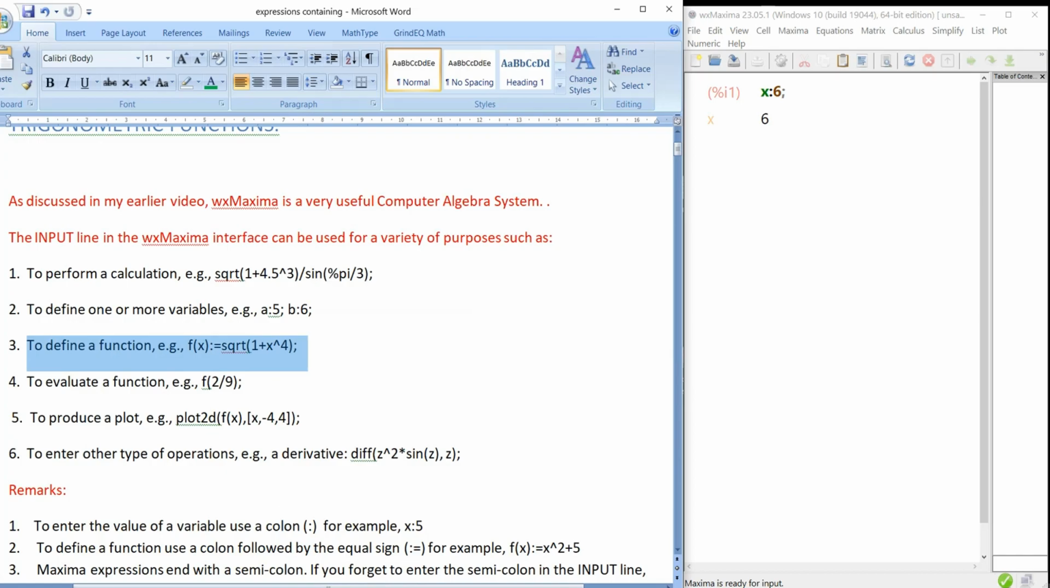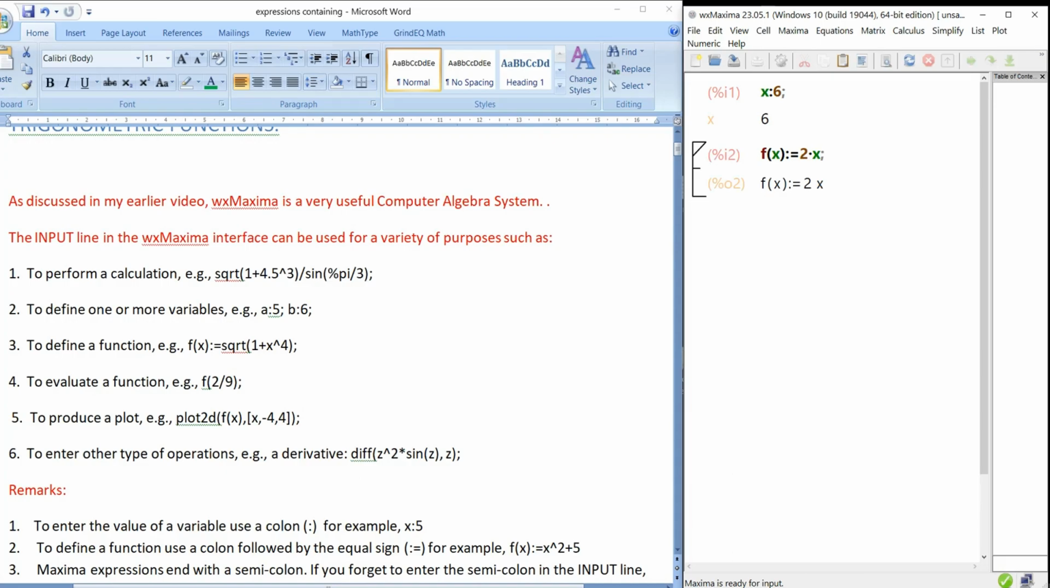Next, we can also define a function in WX Maxima. What is the way of defining a function? You see how we define a function. I move to another cell and suppose I need to define a function of variable x, f of x. I put a colon and then an equal to sign, right? And suppose I write 2 star x, that is 2x. I now press the shift key and enter key simultaneously. You see, f(x) has taken the value 2x, right? This is how we define any function.